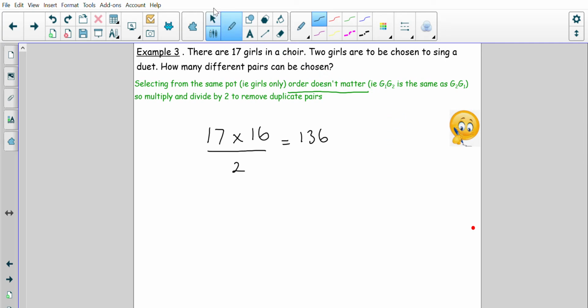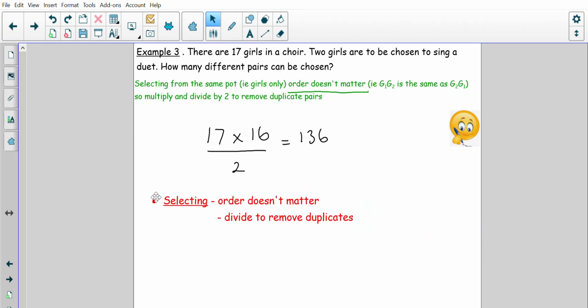Okay, so I just want to stress here again, and I'd like you to write this down, when we're selecting items, girls in this case, and the order doesn't matter, that's when we need to divide to remove duplicates. Okay, so let's have a look at an example now where the order does matter.